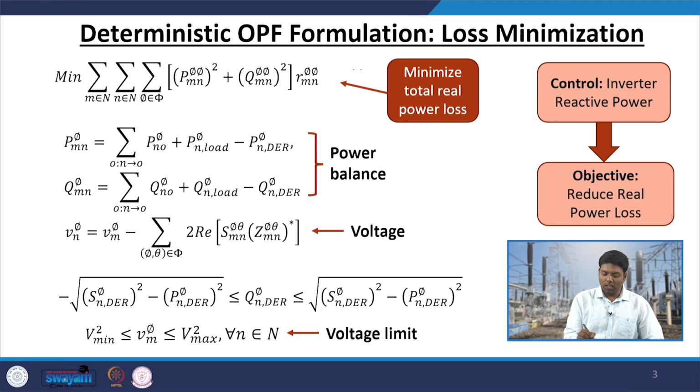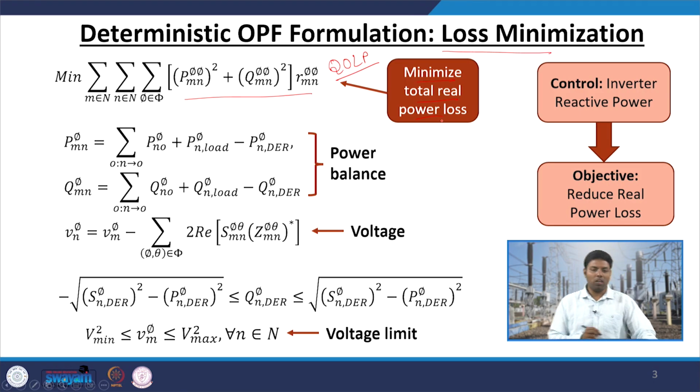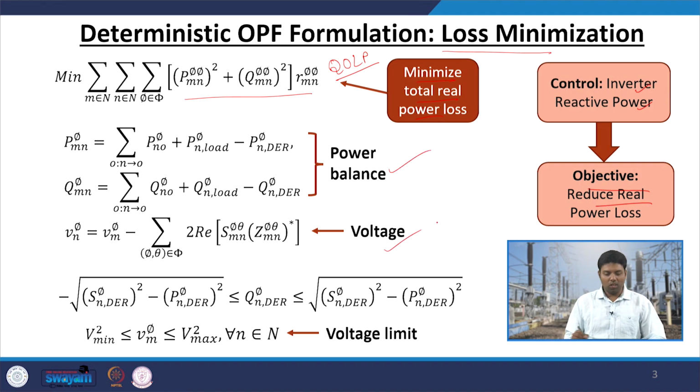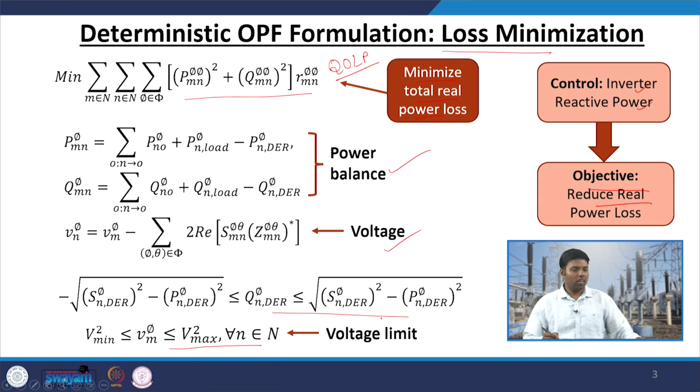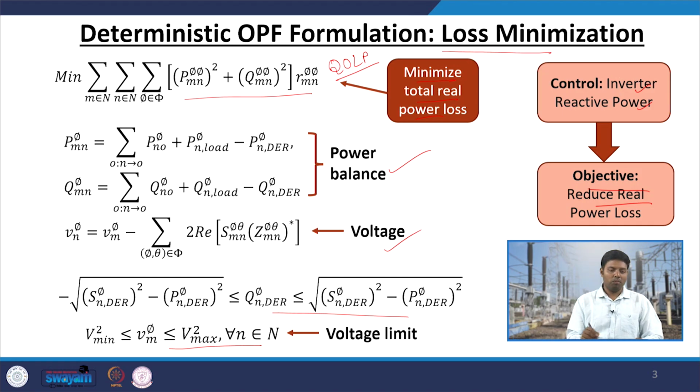So, let us say this is your deterministic loss minimization algorithm. This is the QOLP formulation, we already used it multiple times. So, you know that. This is the QOLP formulation which is minimization of the total network power loss. Inverter reactive power control to minimize the total loss. This is your power balance linear constraint, these are voltage linear constraints, you have voltage limit and you have your DER reactive power limit. Okay. This is your deterministic problem formulation.